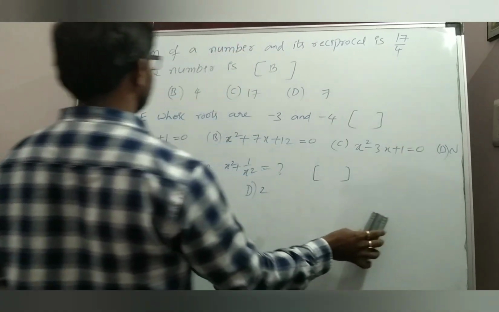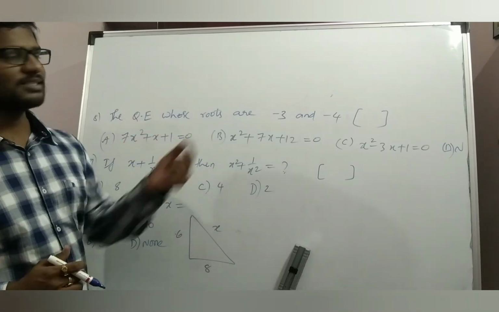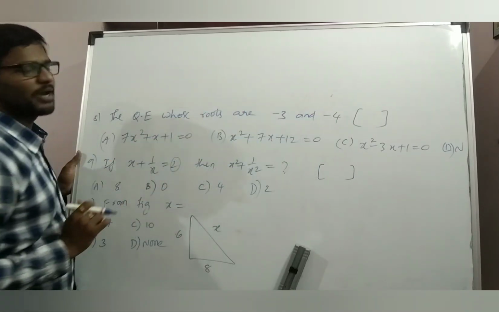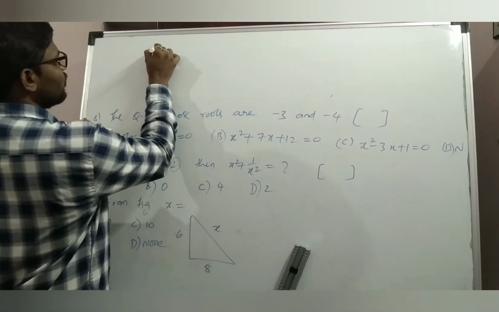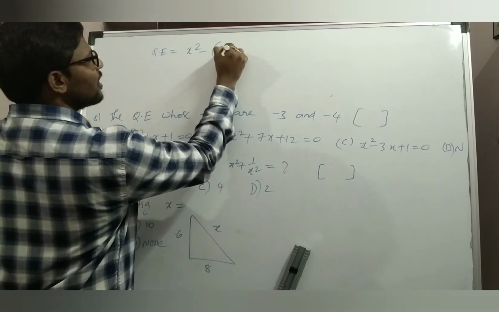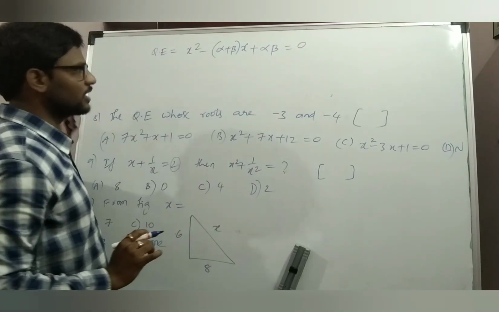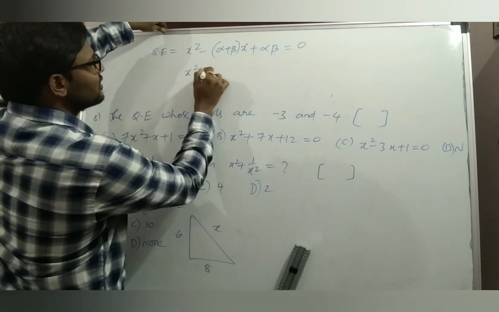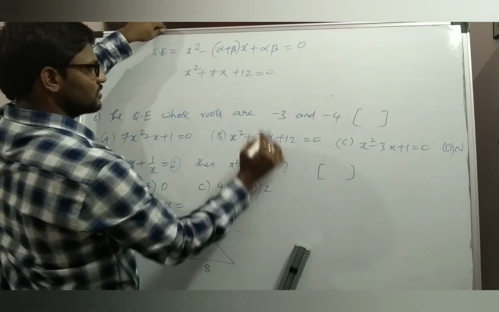Okay. Next question. The quadratic equation whose roots are -3 and -4. Which option is the right answer? Here, -3 and -4 are the roots, and we have to find the quadratic equation. We have a formula: the quadratic equation with alpha and beta as roots is x square minus (alpha plus beta) into x plus alpha beta equal to 0. The sum of the roots is -7, so minus of minus 7 gives plus 7x, and the product of the roots is -3 into -4, plus 12, equal to 0. So this is the option.